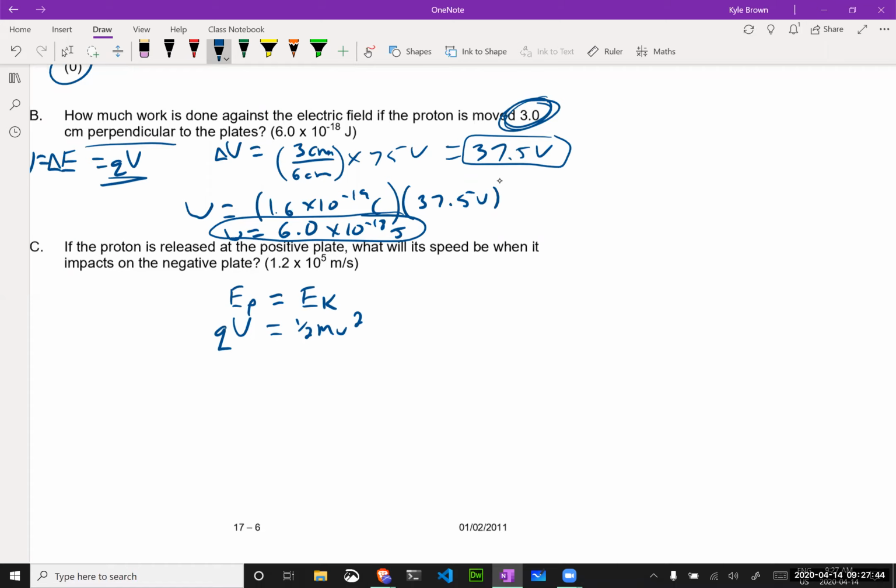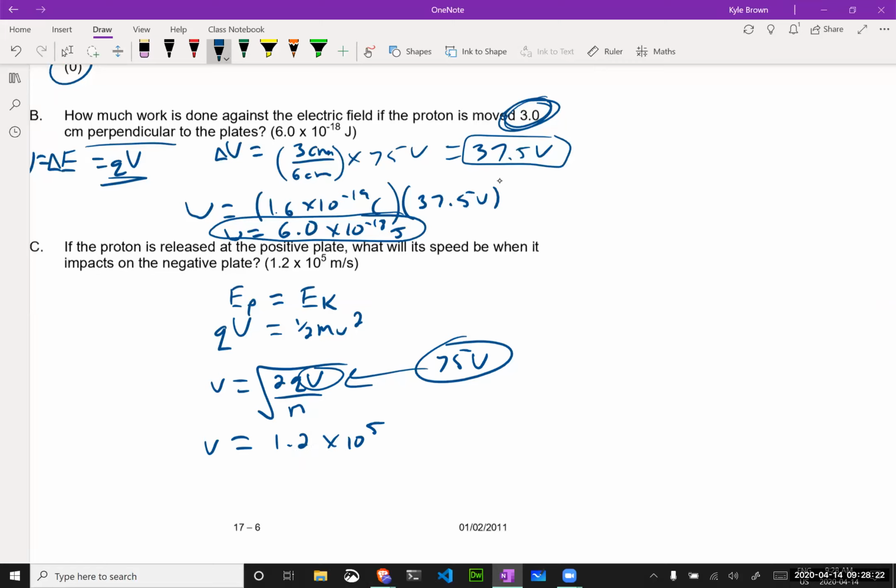Now, what's going to change here though? If I rearrange this, we get the velocity is equal to the square root of 2qV over m. But just be careful on this. The only thing that's going to change here is that the voltage is now going to be 75 volts again, because it's the voltage between one plate and the other. I'm letting it go from the positive plate to the negative plate, so that's the whole voltage that it's experiencing. That's going to be 75 volts. When you put that in, you're going to get 1.2 times 10 to the 5 meters per second.